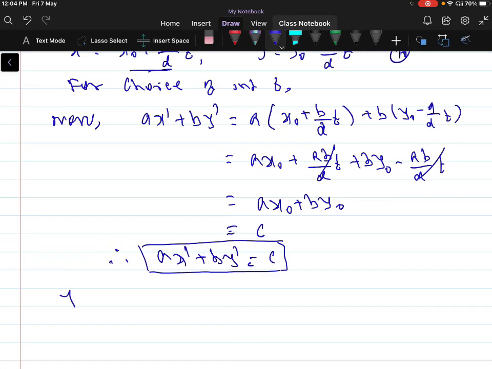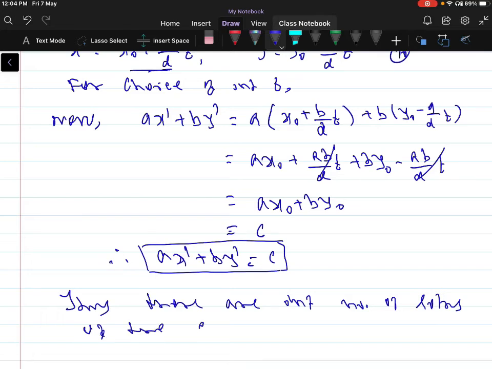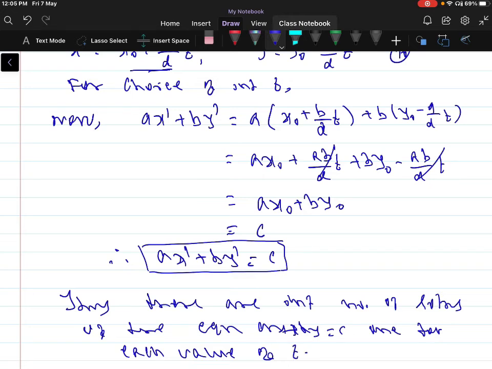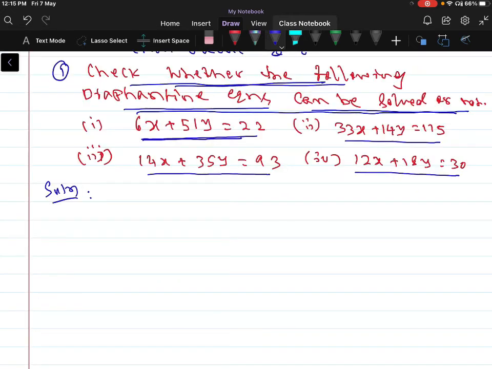So thus we can write there are infinite number of solutions of the equation ax plus by is equal to c, one for each value of the integer t. We move to the example.